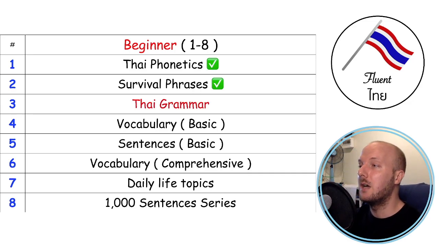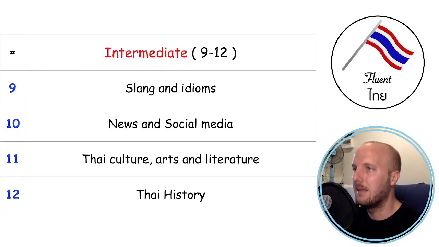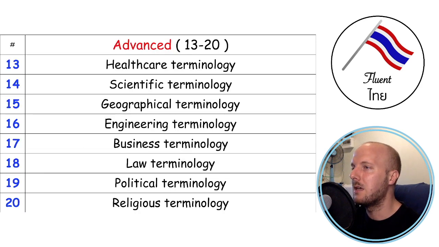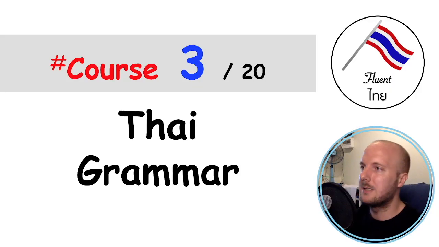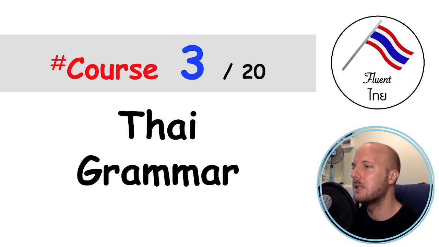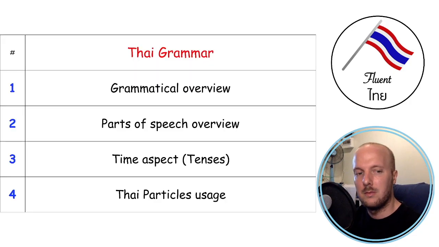So this is the third course, Thai grammar, and if you want to look at the other courses we'll be doing in the intermediate level and the advanced level, here they are. So without further ado, let's begin the third course of this Fluent Thai series about Thai grammar. So I've split this up into 4 topics, 4 main lessons.